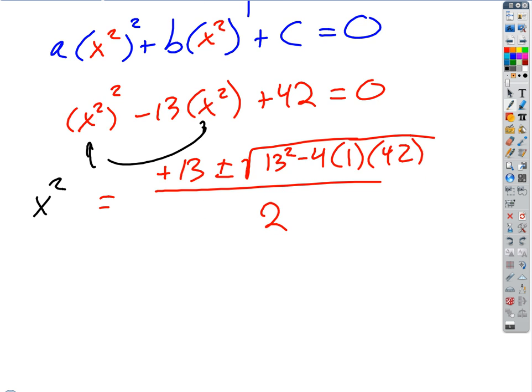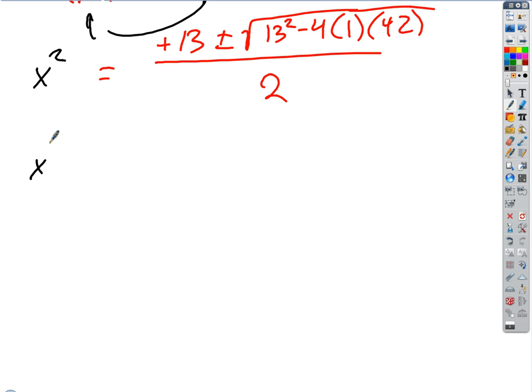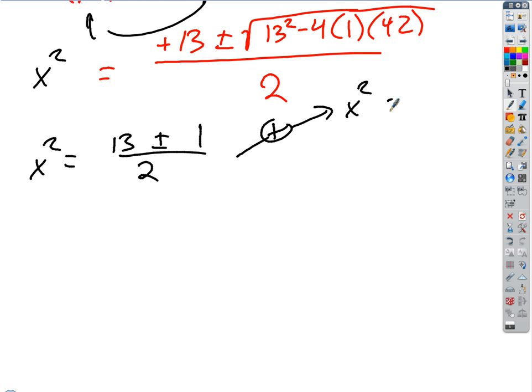So what do we get from that? Okay, well, if we simplify this, I get 13 plus or minus, that's just 169 minus 168. That's 1. What's the square root of 1? 1. So we get that. Right? So if I take the plus answer, I get x squared equals 13 plus 1 is 14 over 2. What's that? 7. So one answer is x squared equals 7. The other quadratic formula answer, if I take the minus, 13 minus 1 is 12, divided by 2, 6.